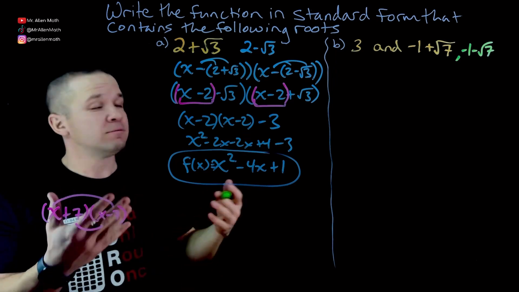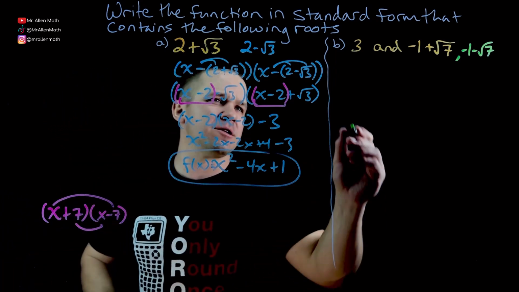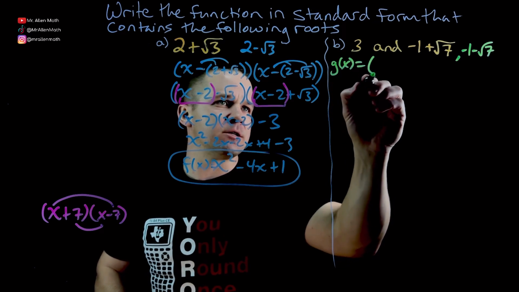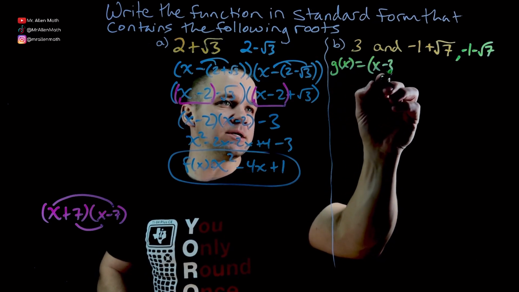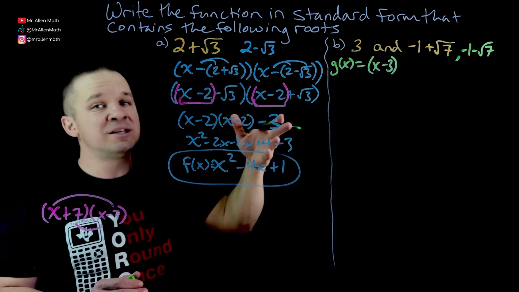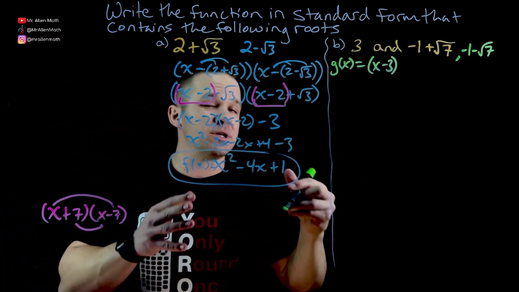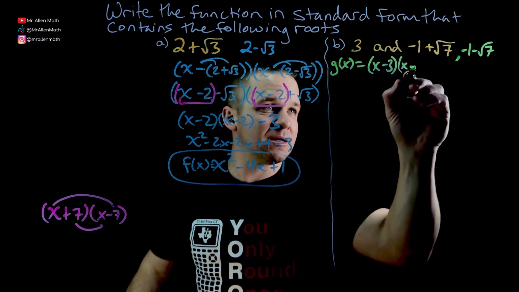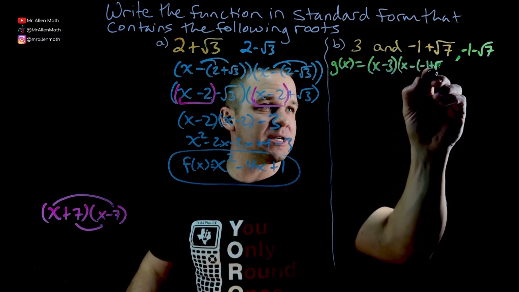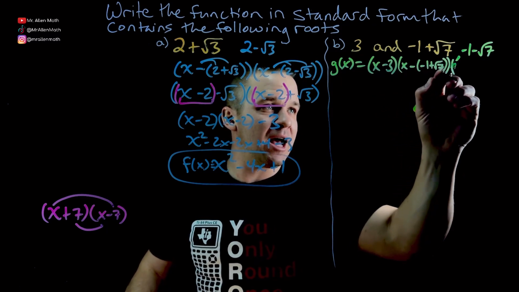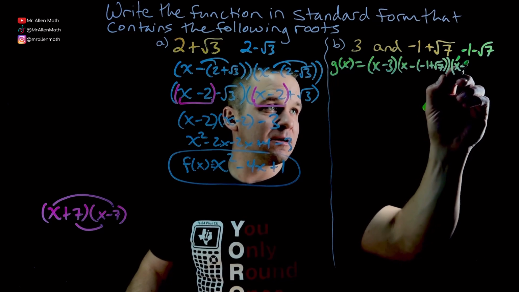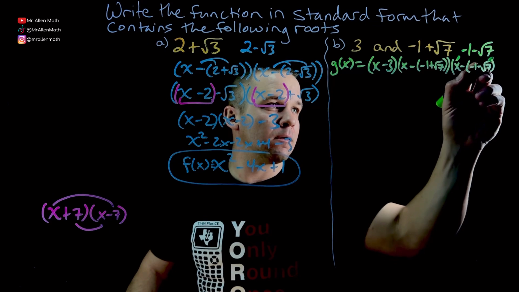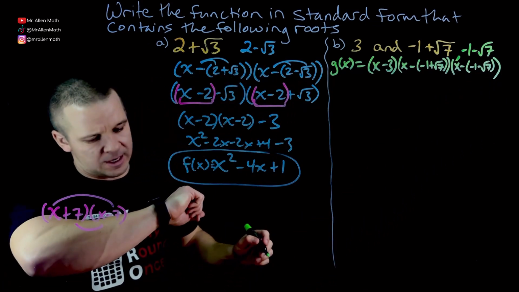It's a cubic. Let's write it out in factored form first. I'll call this one g of x equals. All right, so I'm going to have x minus 3. That one's easy. We're not going to really deal with that one much until the very end. Now the next one, this is where it gets tricky. So we're going to have x minus negative 1 plus root 7, and then x minus negative 1 minus root 7.